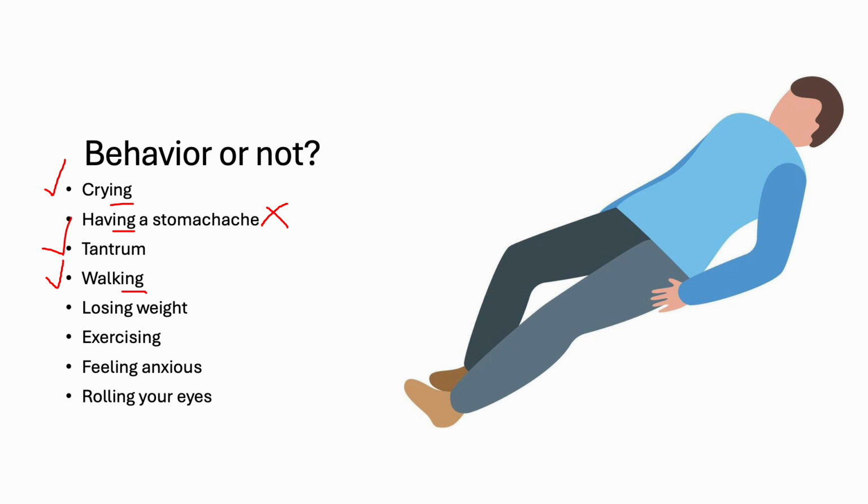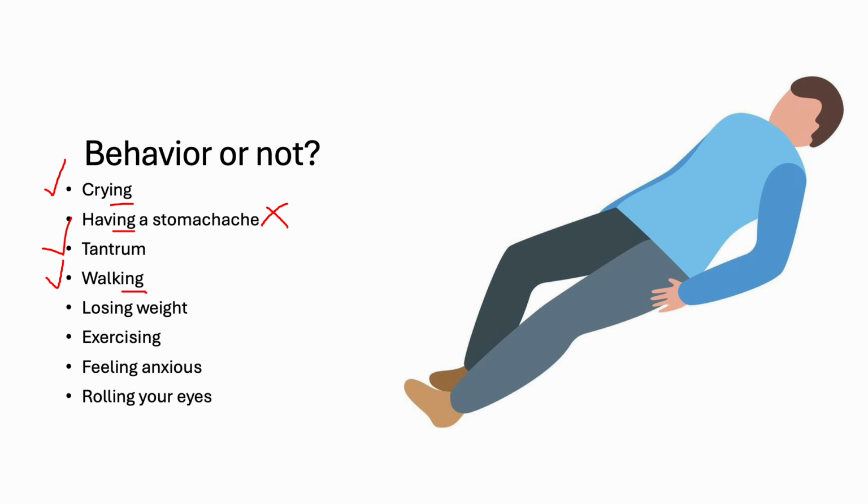Losing weight. Losing weight is not a form of behavior, but it is a permanent product. You can engage in other behaviors that may result in you losing weight. And sometimes we do measure permanent products in behavior analysis. So, for example, I might measure completion of a worksheet as a behavior. You can engage in other behaviors such as exercising that will result in losing weight, but losing weight itself is not a behavior.